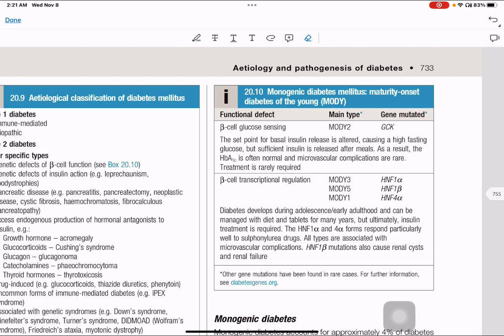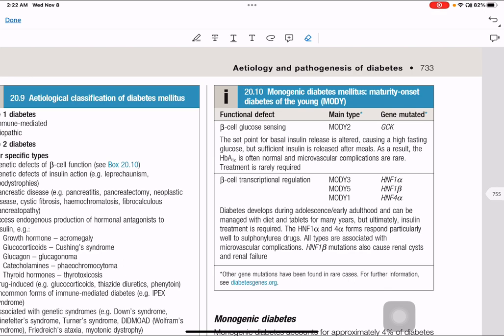mutation of the GCK, and here the fasting blood glucose level is always high, but hemoglobin A1C and postprandial glucose are normal and microvascular complications are rare. So they don't require any treatment. And there are some other types which require sulfonylurea. Insulin is required at the later stage of the disease. But there are some bad conditions like HNF1 beta mutation, which is associated with renal cyst, and they can lead to renal failure.